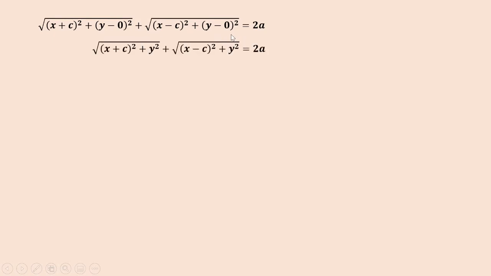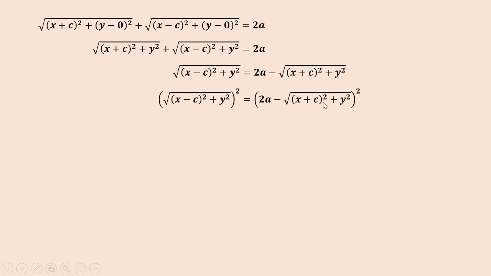Using the distance formula, we can have this equation. Simplifying y minus 0 would be this. Rearranging the terms will give us this. To eliminate the square root, we can square both sides, and it will give us this equation. We got this by performing the square of a binomial for this side.